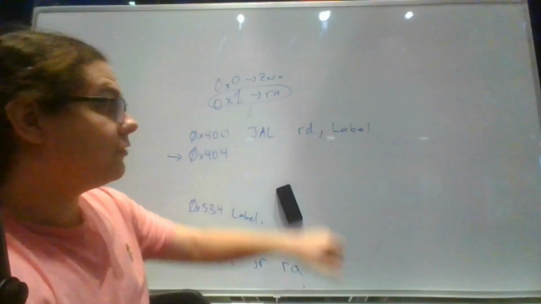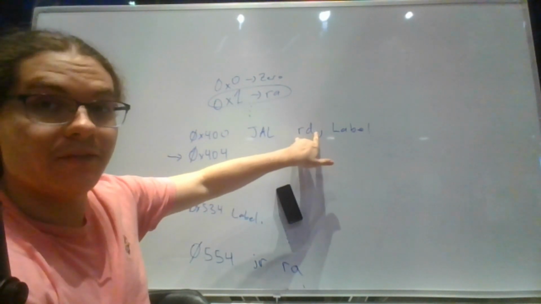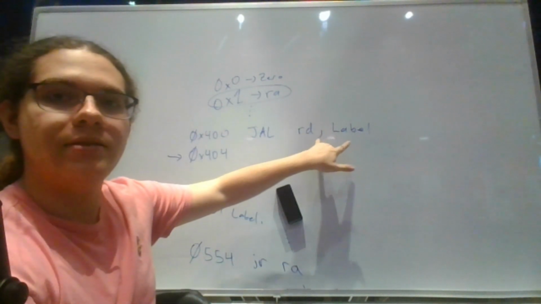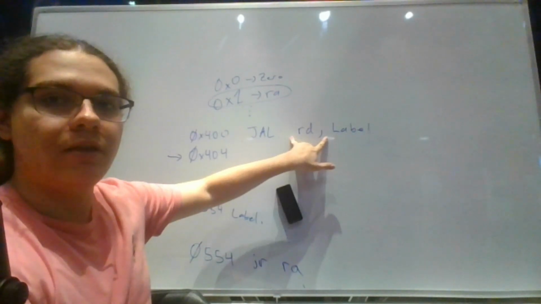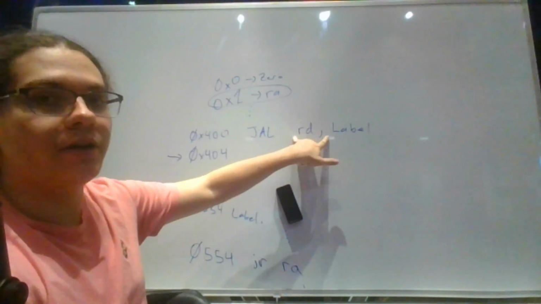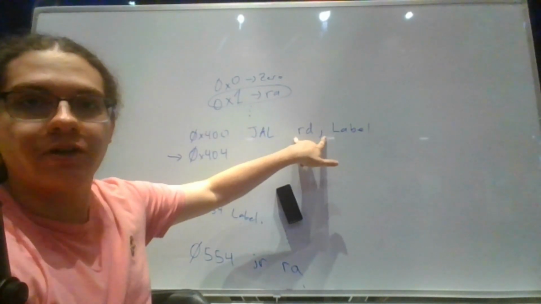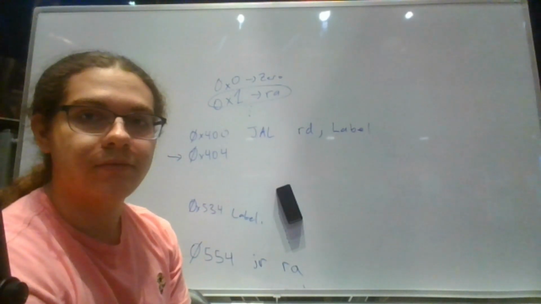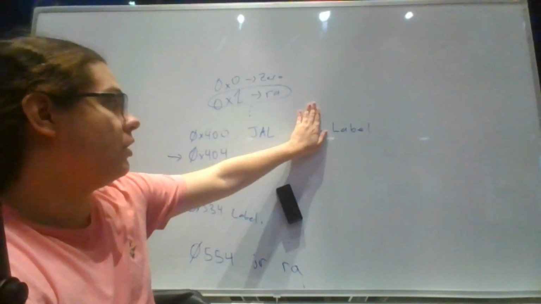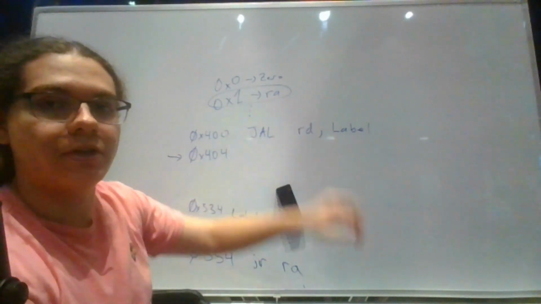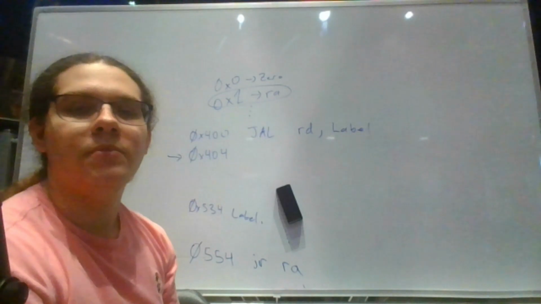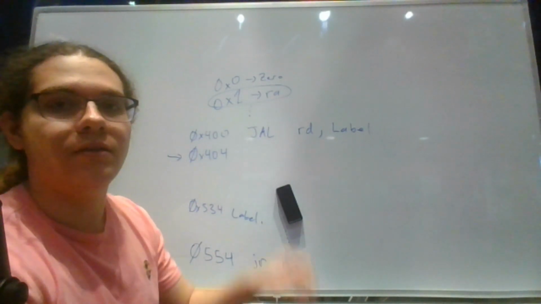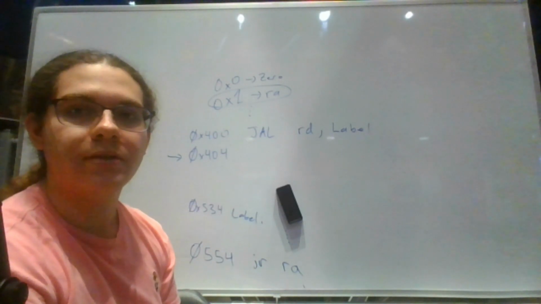So I said by default, this is RA, and that is true. If you didn't put anything here, it would actually default to RA. But that's the pseudo instruction. The real instruction has some register here, and that's the register you're going to store your return address to. Again, by default, it's RA. And if you don't put anything here, the pseudo instruction is going to store to RA. But this allows you the flexibility to have it store the return address wherever you want. It doesn't have to be in the register that's dedicated for that purpose.